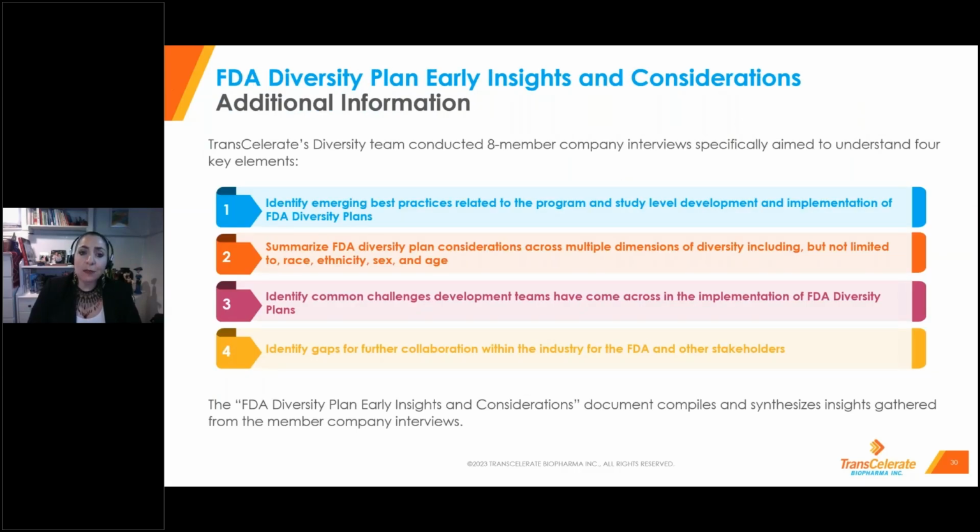Because what I want to make this team aware of is that it provides that aggregated collection of insights and considerations gathered from different member companies. And the good thing is that it was put together by surveying member companies that worked around it. It was launched so the team conducted 8 interviews with different member companies to specifically understand the challenges and how they have been addressing the different elements of the study diversity plans. And this tool has 5 different sections. The first one focuses on the introduction and just explains why TransCelerate is putting this solution together and how this is a very high level overview.